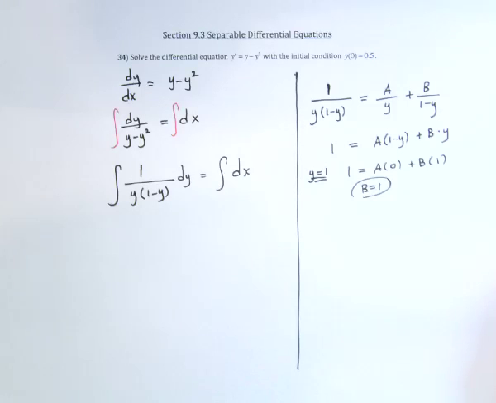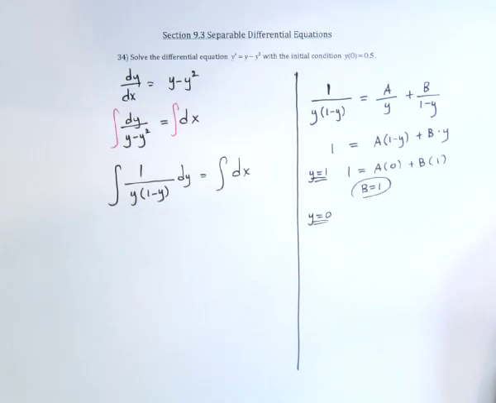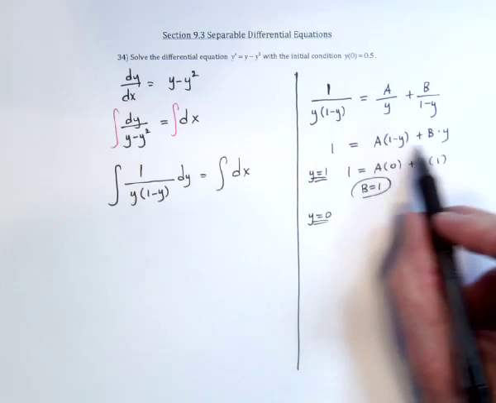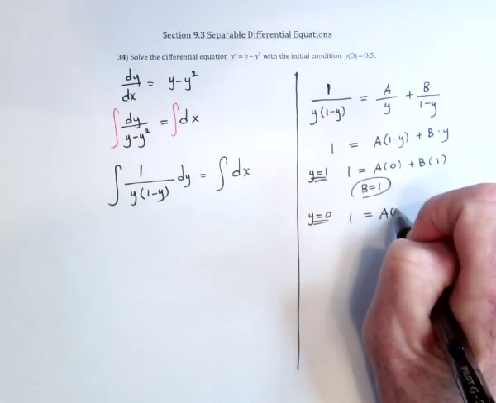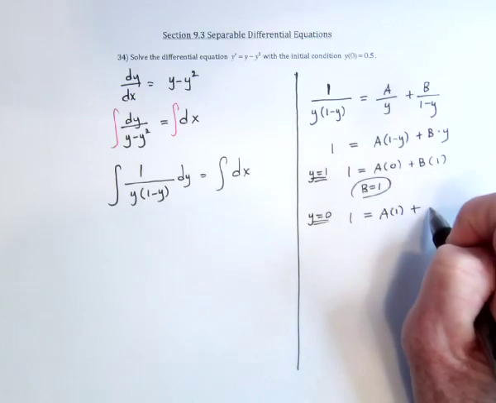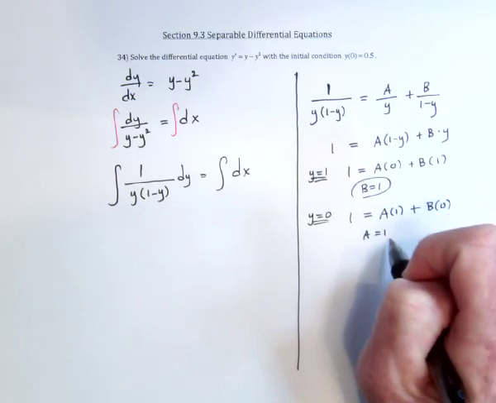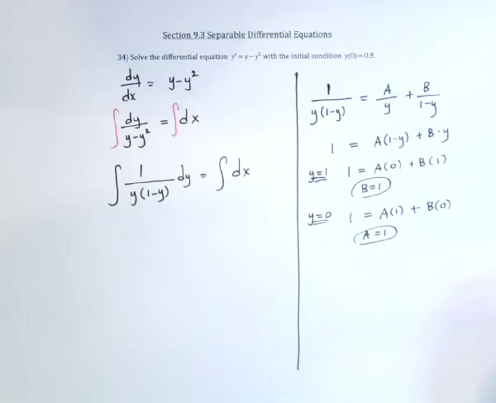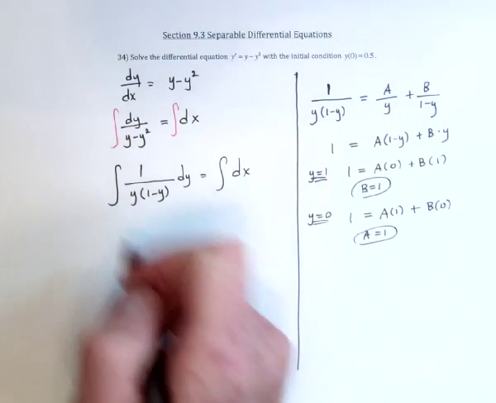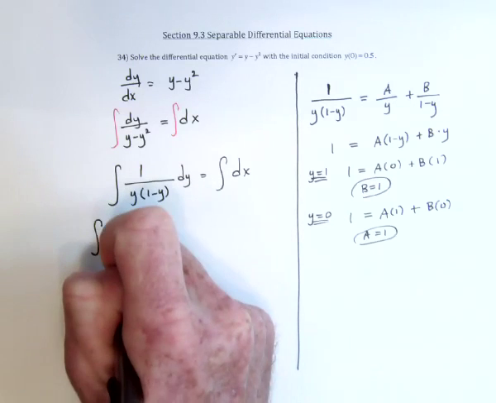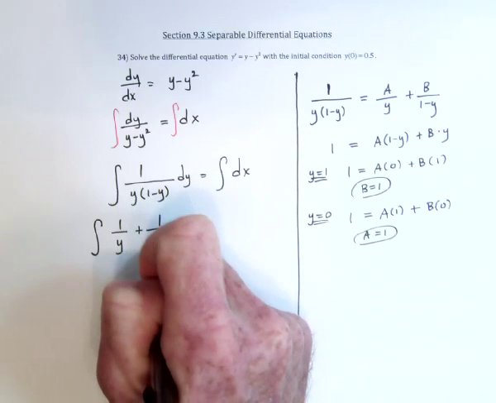Next, just pick another number for y, like let's say y equals 0. And this equation would then look like 1 equals a times 1 plus b times 0. So it turns out that a is equal to 1. So that means our partial fractions are 1 over y and 1 over 1 minus y. So we are going to integrate 1 over y and 1 over 1 minus y.